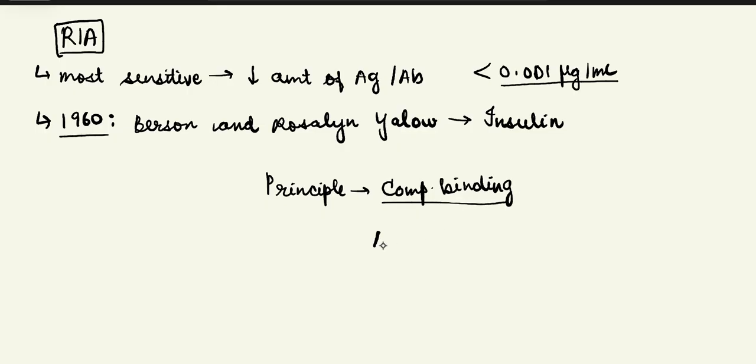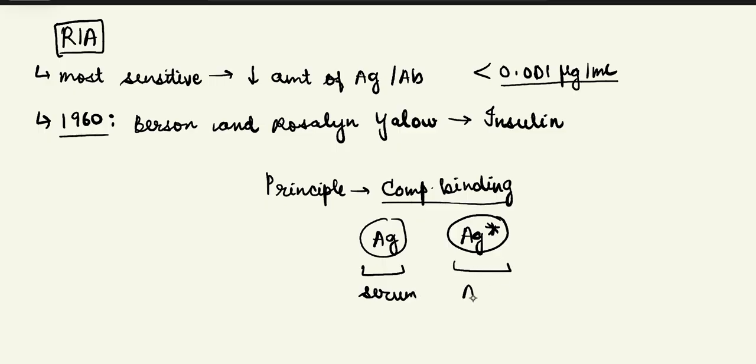So one of them is the normal antigen and one of them is radio labeled antigen, which I can mark like this. This normal antigen is taken from the serum of the patient, and this has been artificially introduced into the particular solution. Now what will happen after this?